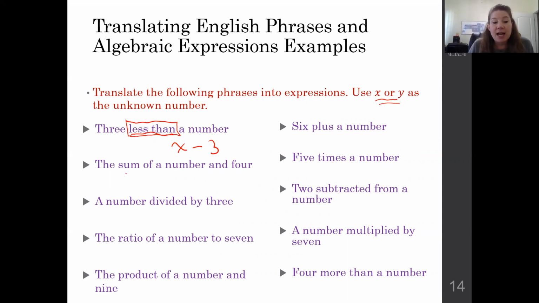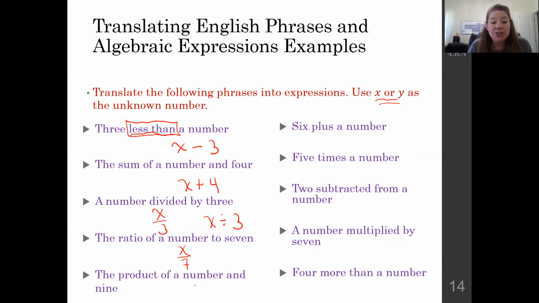All right, the next one is the sum. Sum means addition. So the sum of a number and 4. That just means we're adding a variable and 4. A number divided by 3. So you have to put this in the right order. It's division. So a number, whatever number you start with, divided by 3. You can write it that way, or you can write it in this form. Those are equal. The ratio of a number to 7. So ratio is another way of thinking of a fraction. The ratio of a number to 7. You can write it like that.